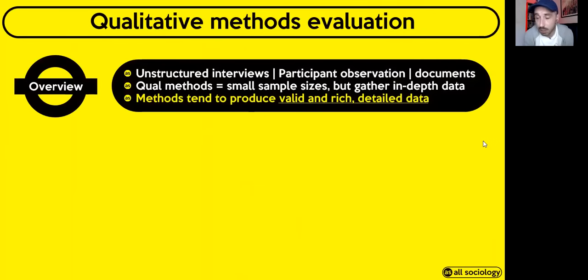So if you get a question on, tell me about the strengths and weaknesses of unstructured interviews, participant observation, or documents, you can use all of this stuff. It will work for any of them. First thing to say, these are all qualitative methods, so their sample sizes tend to be smaller, so you don't speak to as many people, but what you do get is a lot more depth and detail from that data that you get from people.